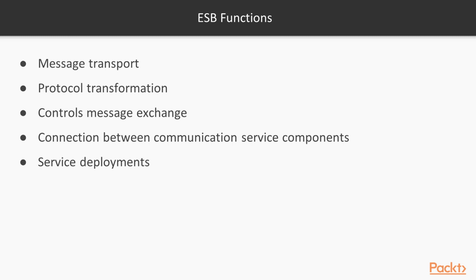An ESB consists of multiple components where a message broker is usually one of them. Besides that, ESBs serve more purposes than just message transport. The ESB also deals with protocol transformations. An ESB also monitors, controls, and routes message exchanges between services, solves connections between communication service components, controls service deployments and versioning, and marshals the use of redundant services.